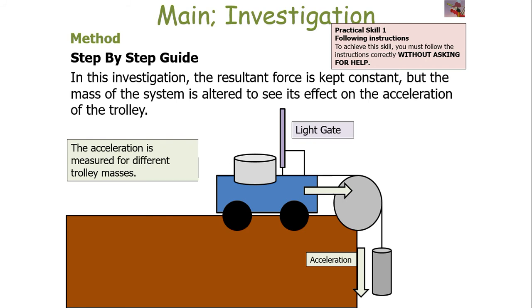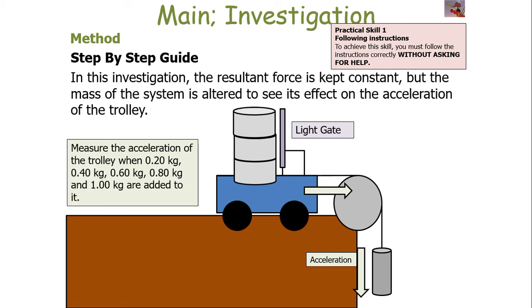So the acceleration is measured for different trolley masses. You can place different masses on your trolley. Now it's recommended you measure the acceleration of the trolley when 0.20 kilograms, 0.40 kilograms, 0.60 kilograms, 0.80 kilograms, and 1.00 kilograms are added to the trolley.